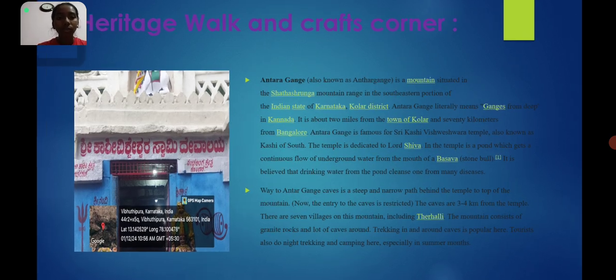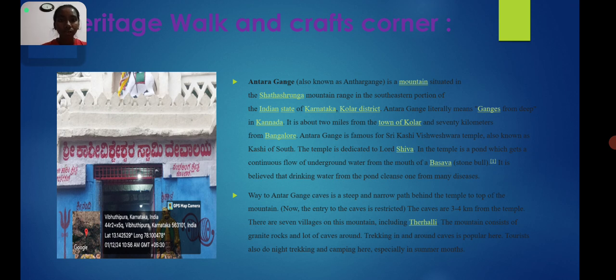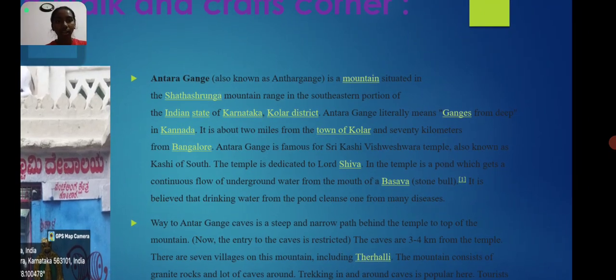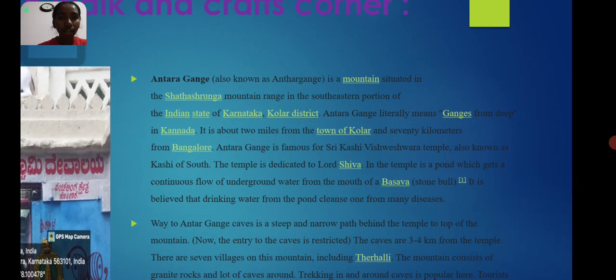Here in the attached figure we can see the Kashi Vishveshwara temple. Antaragange is a mountain situated on the Shatasringa mountain range in the southern part of the Indian state of Karnataka, Kolar district. Antaragange literally means Ganga in Kannada. It is about 2 miles from the town of Kolar and 70 kilometers from Bangalore.